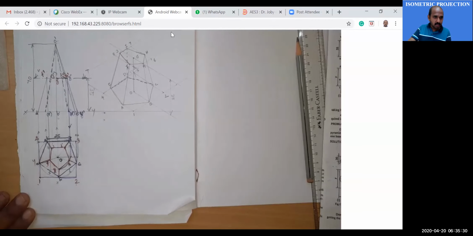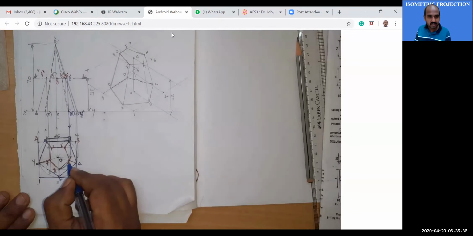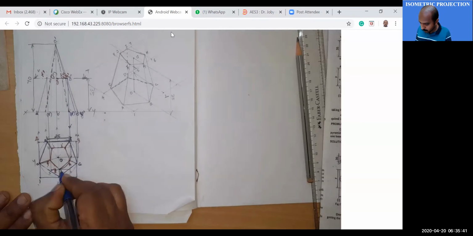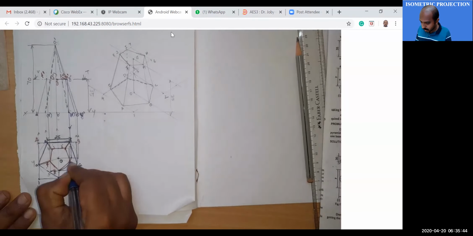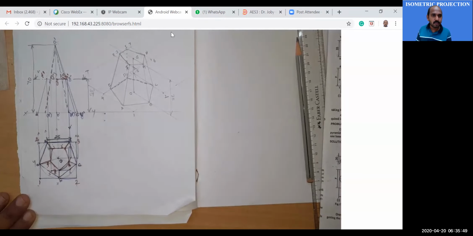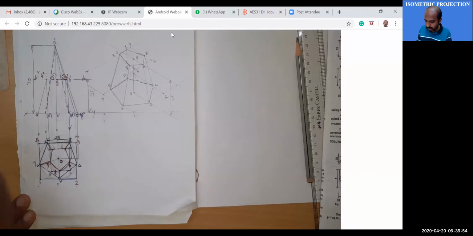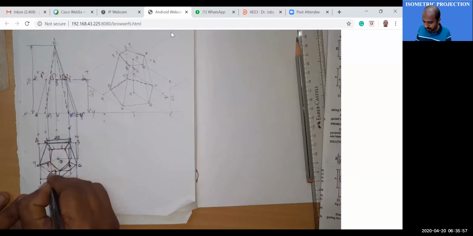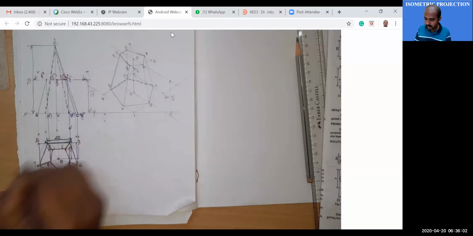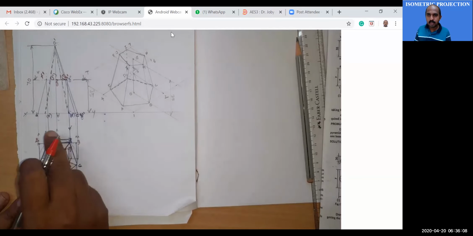Similarly, we can enclose the top pentagon F, G, H, I, J also in a rectangle. You can give naming. This is your 5, and this is your 6. This is your 7, and this is your 8. So we completed the bottom pentagon and the top pentagon.